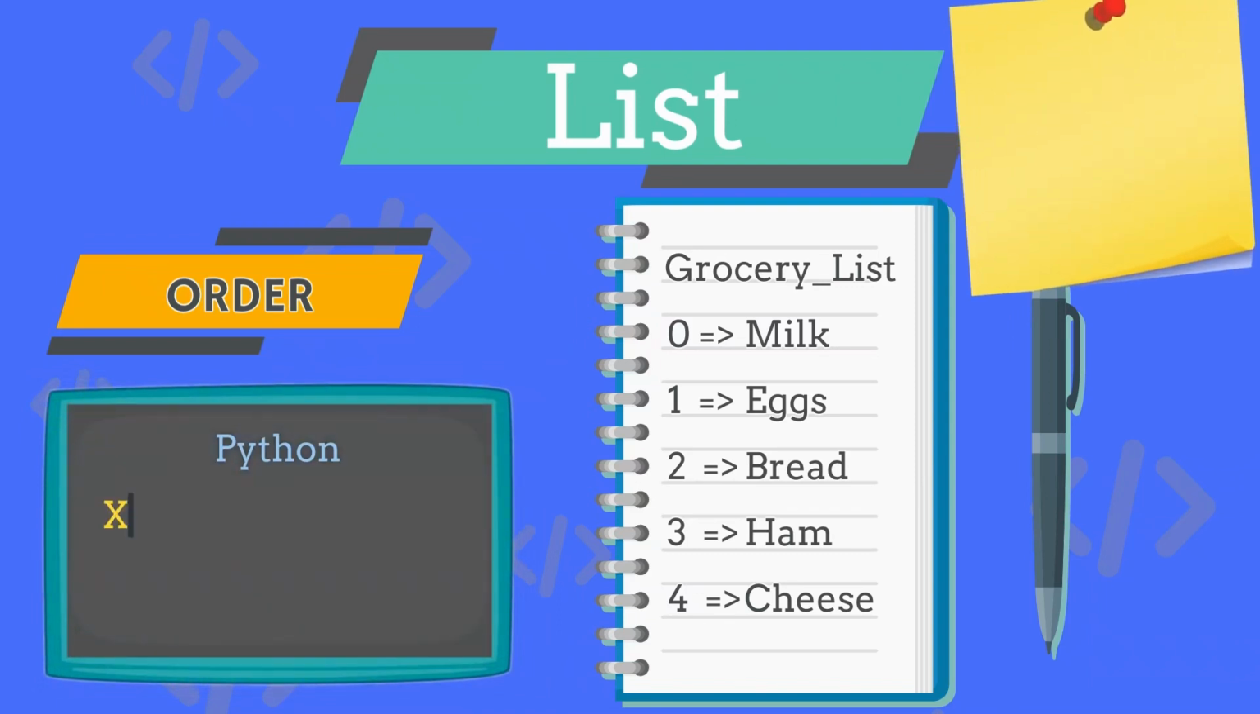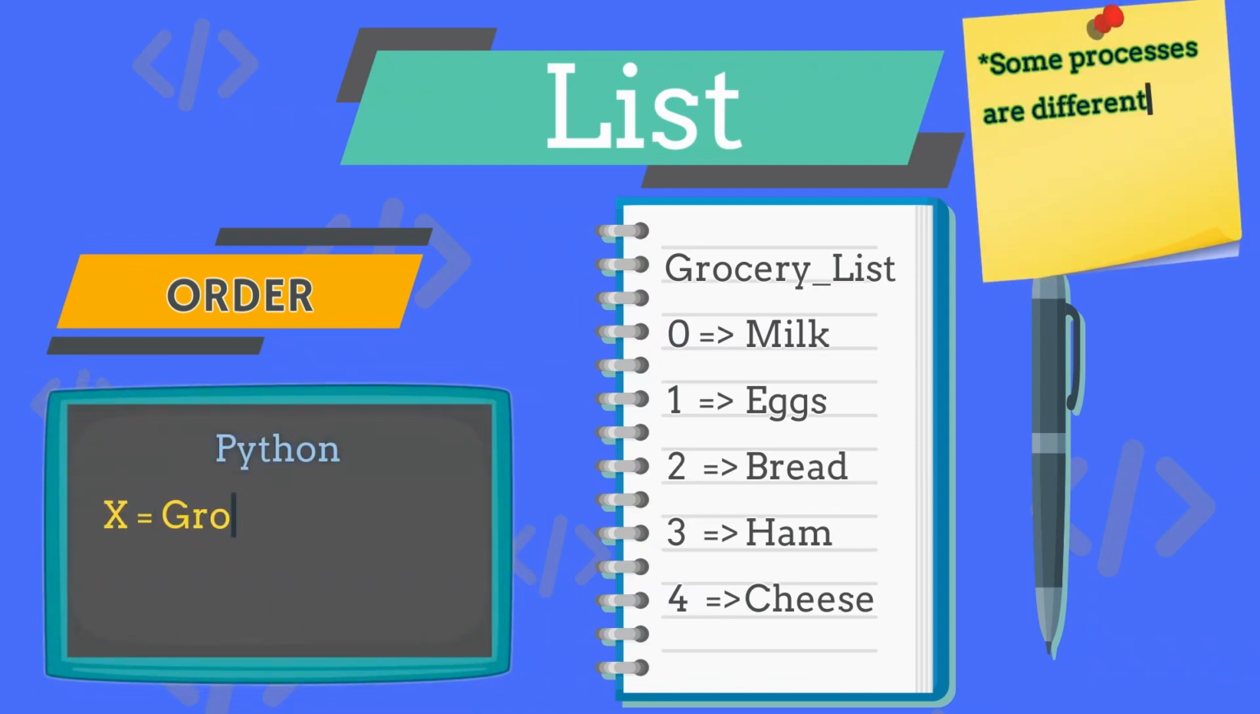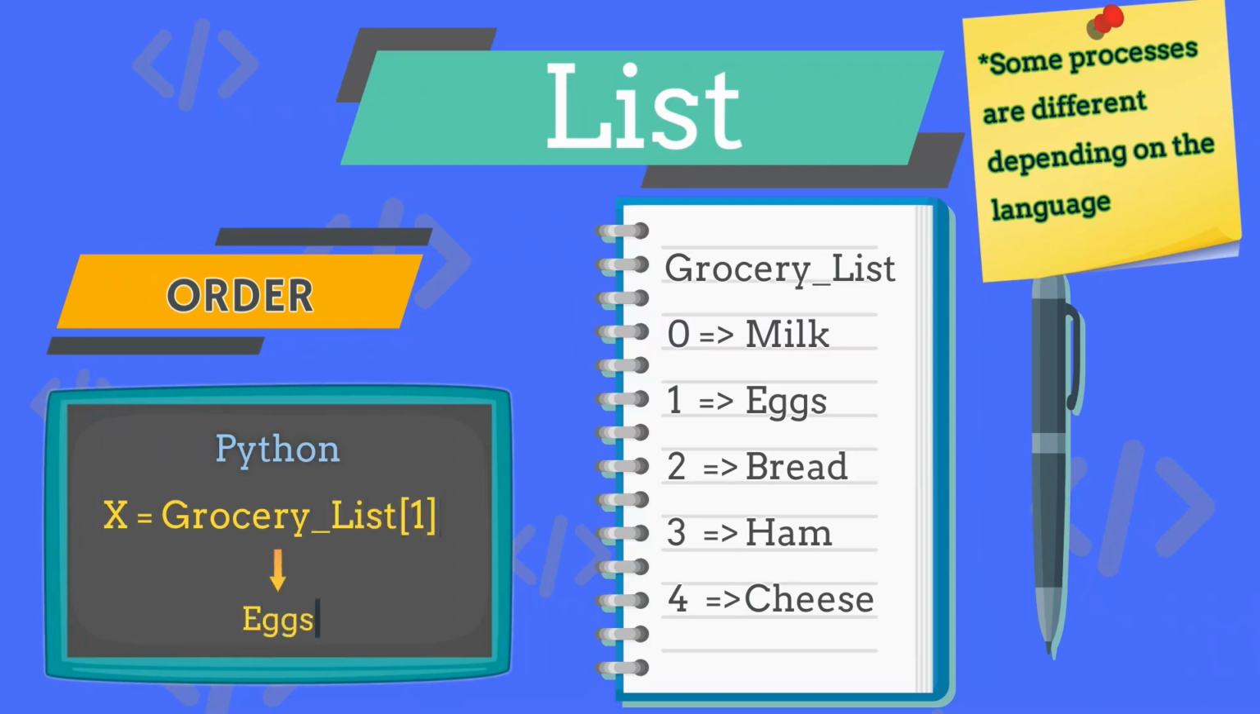It is simple to retrieve a copy of an element. We need the variable to receive the value, followed by the equal sign, and then the name of a list, followed by the index of the element we want encased in square brackets.